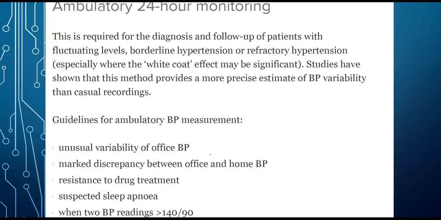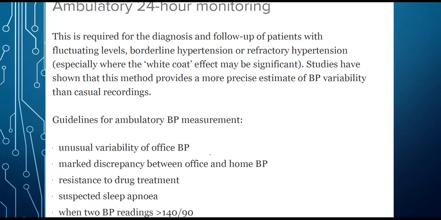There is a term that you will come across in exam called ambulatory blood pressure monitoring. What is this ambulatory BP monitor? Ambulatory BP monitor, it's a 24-hour blood pressure monitor. It is mainly done for patients who have fluctuating levels of blood pressure. Let's say at home, the patient's blood pressure is 120 by 80. But when you check in your clinic, it's 160 by 100. So that's a fluctuating level. The patient can have white coat hypertension.